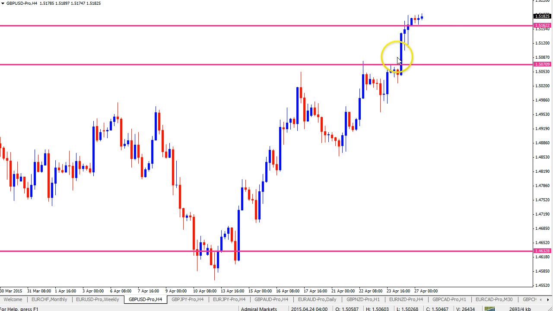So those are the two versions, basically either a pullback for more upside, or if we do break here, that's fine, but then I want to pull back later on to the same broken level that should be a support for more upside.